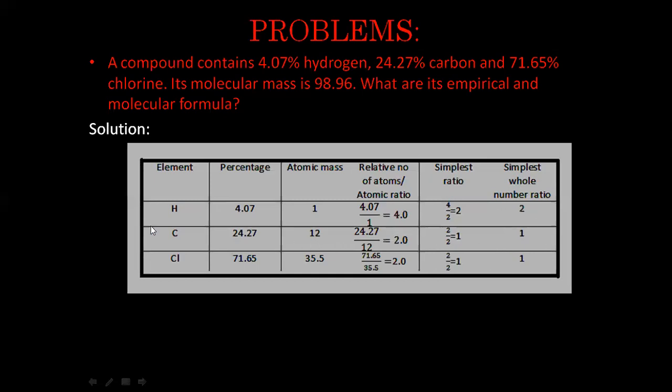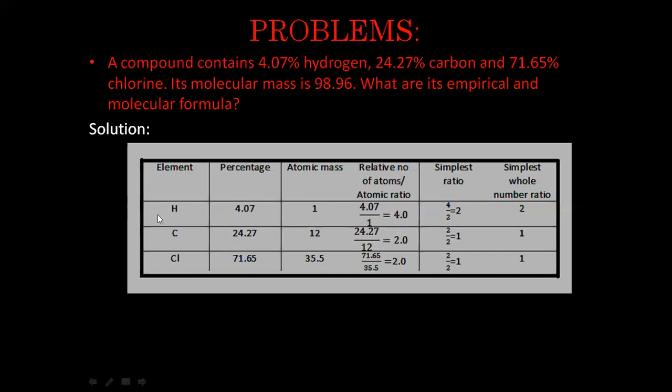So let us see in our case. Three elements are given: hydrogen, chlorine, and carbon. Hydrogen is given 4.07, carbon is given 24.27, and chlorine is given 71.65. Atomic mass of hydrogen is 1, carbon 12, and chlorine 35.5. So what we do now is calculate the relative number of atoms.